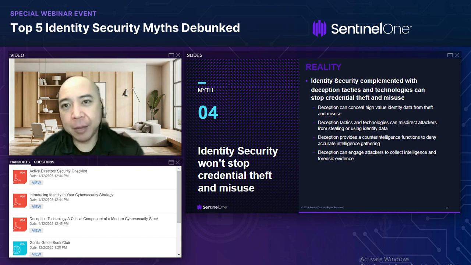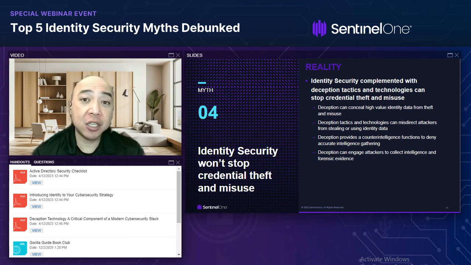And again, here's that military side. I'll explain to you what counterintelligence is, but basically this is to deny accurate intelligence gathering. The point of counterintelligence is to prevent an adversary from collecting intelligence on you as an organization. And then you have the fact that deception can engage with attackers, so you can collect not only intelligence on their activities, you can record everything that they do to collect forensic evidence. And you can use that forensic evidence to derive TTPs and IOCs.